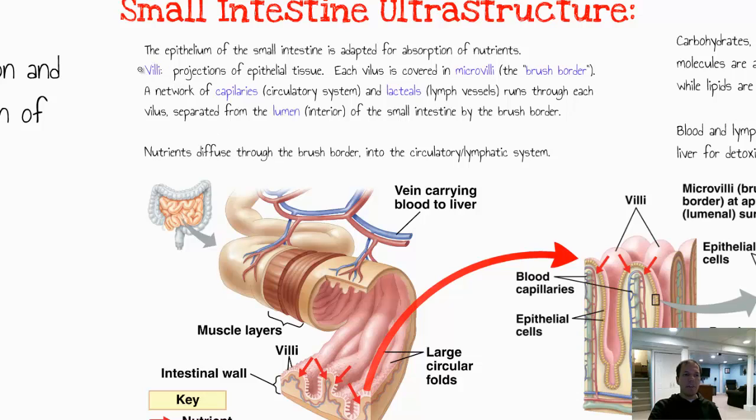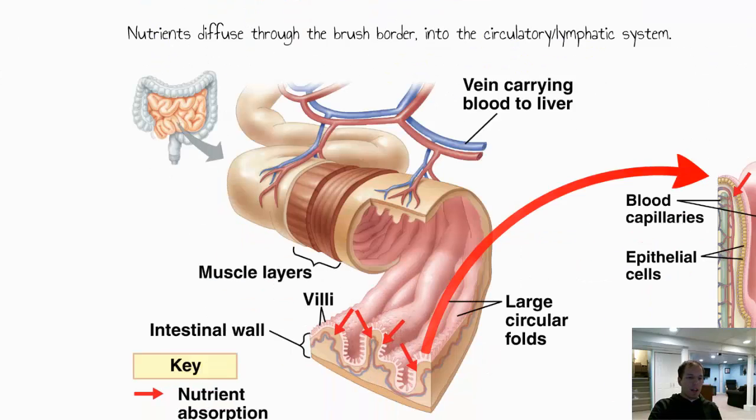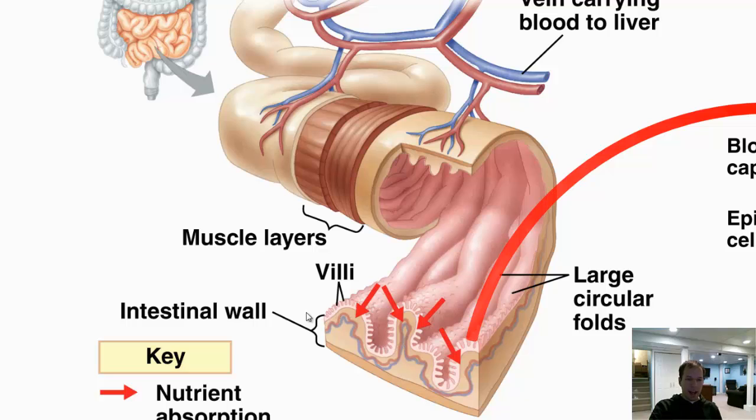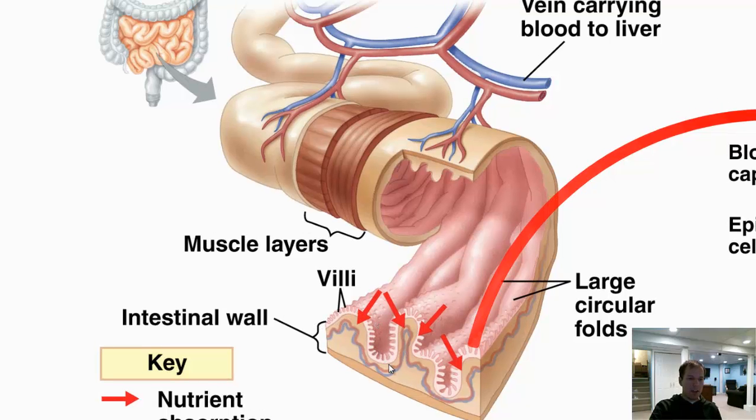So here, villi, or villus is singular, are these projections of epithelial tissue. So if we look at the surface, you can see how, as you look here, you see all those individual villi which are covering every wall, every little square inch of the small intestine. These little finger-like projections extend out into the interior of the small intestine. That increases surface area. More surface area allows for more chance for absorption of nutrients.